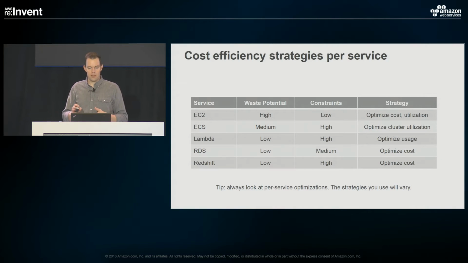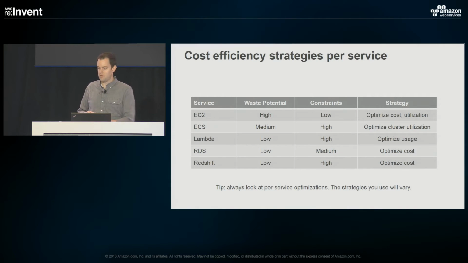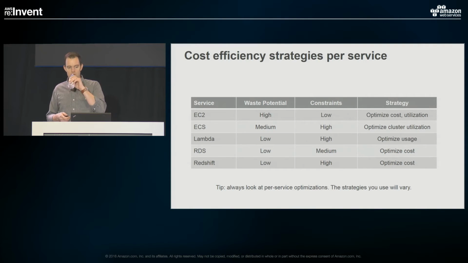Lambda, same thing, more or less. Low waste potential, high constraints. We'll talk about Lambda cost optimization there in a minute, but that's more about optimizing its usage, because you're not paying for it at rest. So anyway, you could probably argue a little bit about high, medium, low, some of these scores. The point here is to illustrate per service, per optimization. It's not as simple as just buy an RI and you're all good. There's definitely things you want to keep in mind as you use these different services when you talk about optimizations and efficiency.